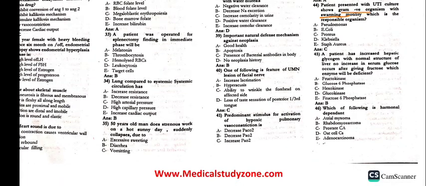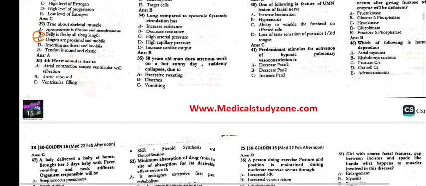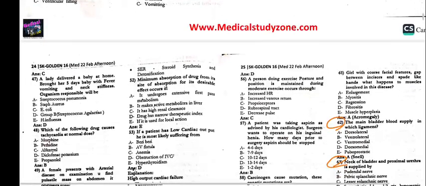45, the patient has increased hepatic glycogen with normal structure of the liver. No increase in the serum glucose occurs after giving fructose. Which enzyme will be deficient? That is beta, glucose 6 phosphatase. 46, which of the following is hormone dependent? It is prostatic carcinoma.